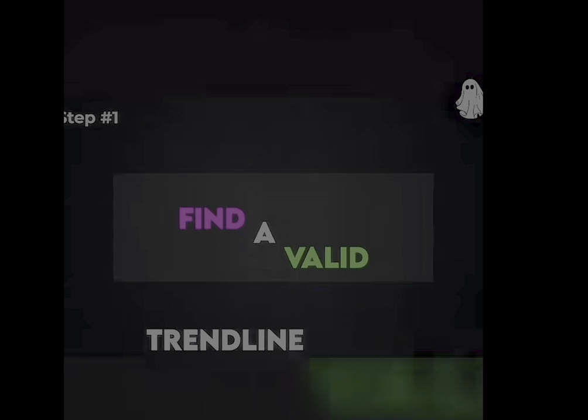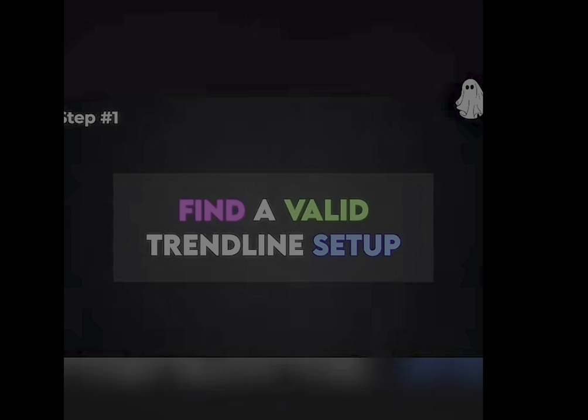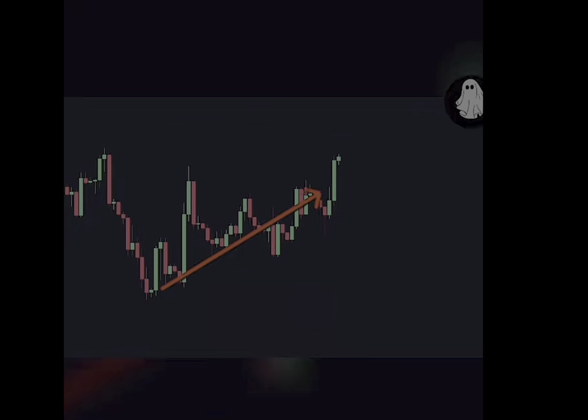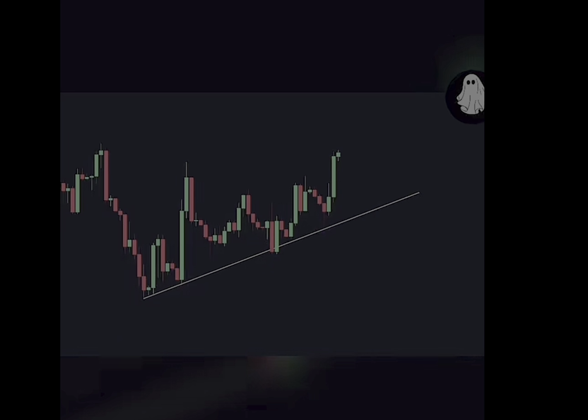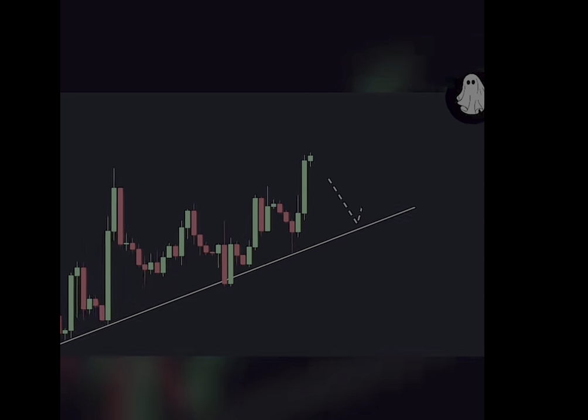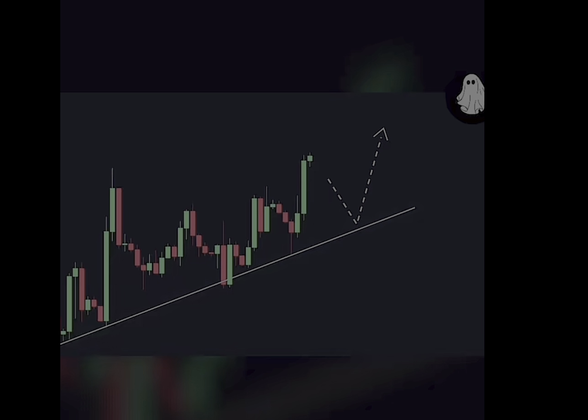So, the first step is to spot a valid trend line setup. Like in this chart, we can see that price is in an uptrend, and we also have swing lows here that we can connect. So we can just draw a trend line right here. Now, since the market is in an uptrend, we expect the price to bounce off upwards. So the only trend line that we need to draw is this one below.